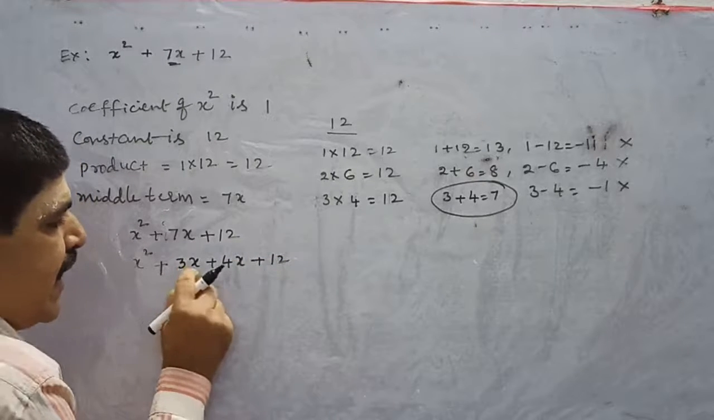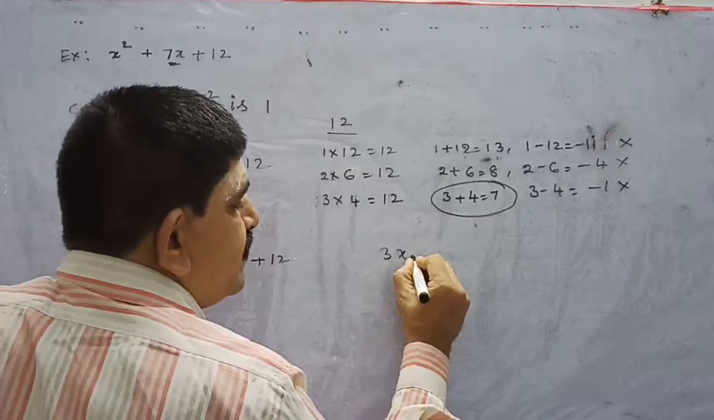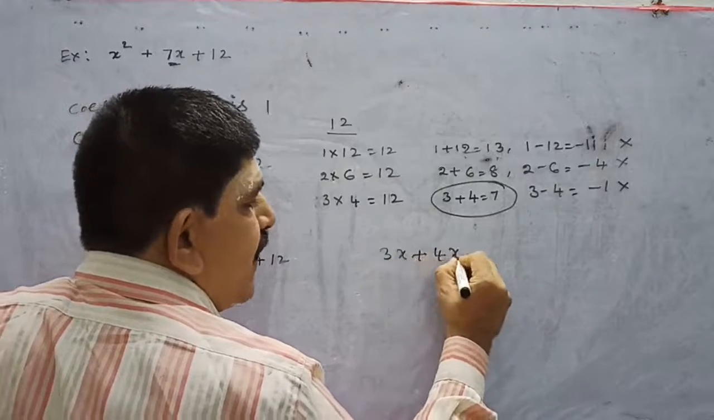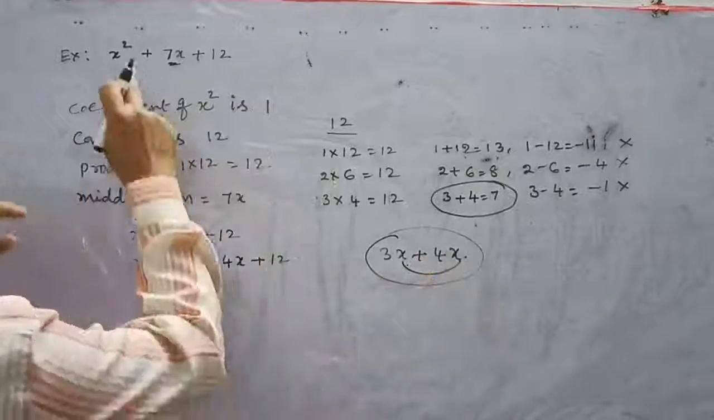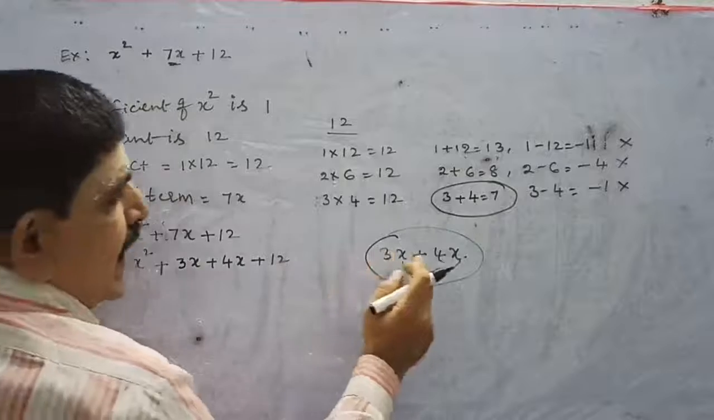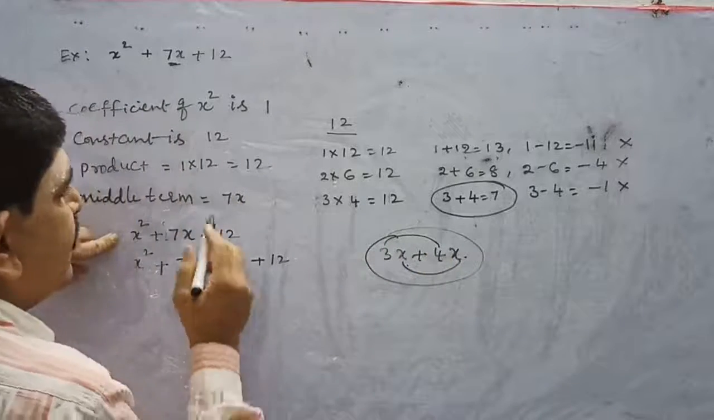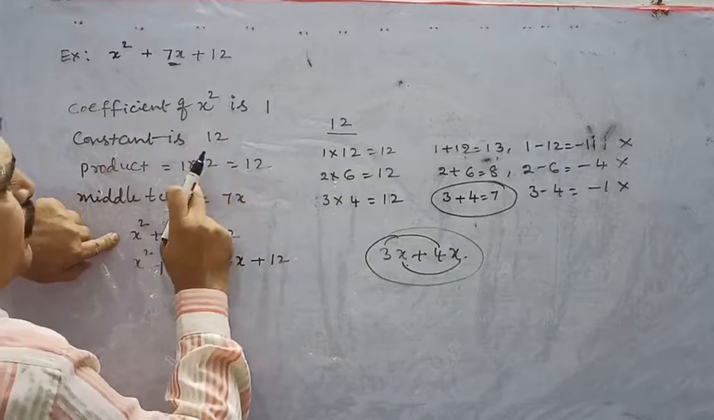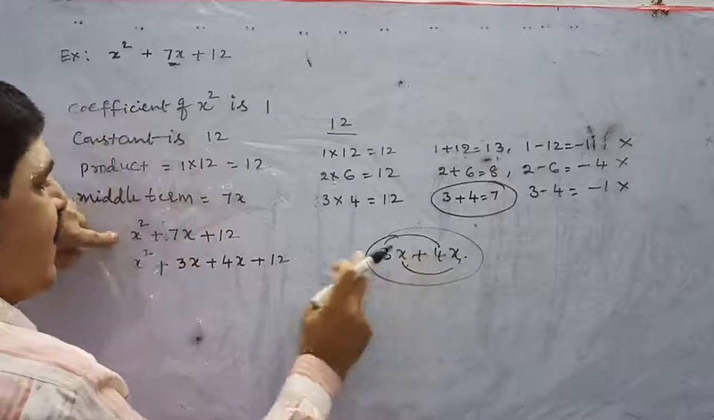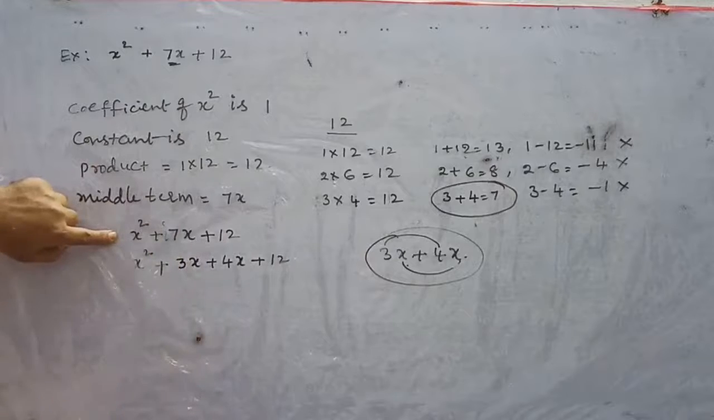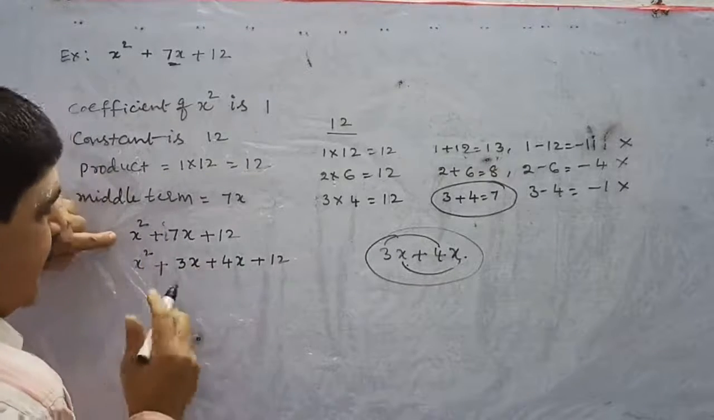Now see here, x into x is x square. Next, 3 into 4 is 12, the product is 12. Next, 3x plus 4x is 7x, the middle term we are getting. So therefore 7x can be written as 3x plus 4x.